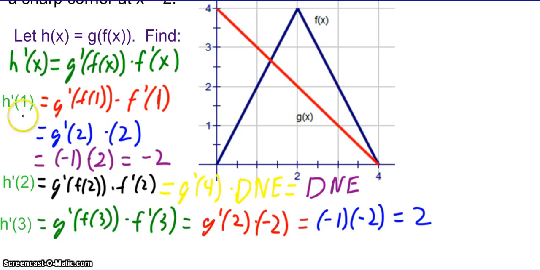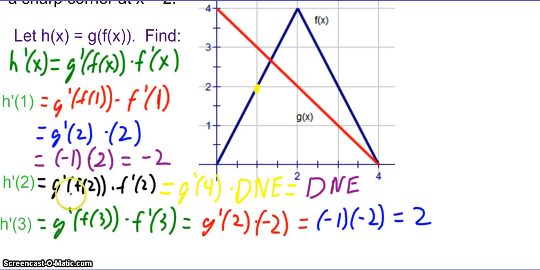Okay, so h prime of 1 is g prime of f of 1 times f prime of 1. F of 1 is 2. That's right here. F prime of 1 is also 2 because the slope at 1 is a slope of 2. So g prime of 2 is negative 1, so I have negative 1 times 2, which is negative 2. So that's h prime of 1.